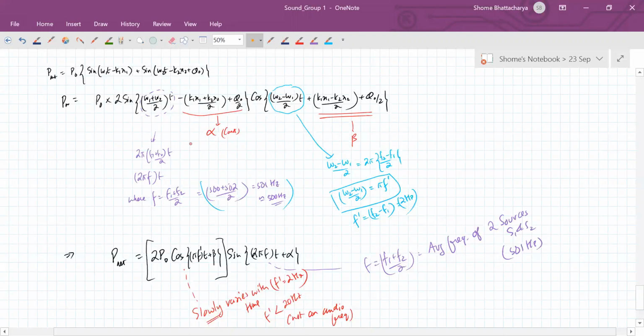Okay, so hope this solving part is clear. You're just using the sine A plus sine B formula here, nothing else. This order doesn't matter because cos is an even function, as you know. So whether we write a minus b by 2 or b minus a by 2, whichever is positive is fine.